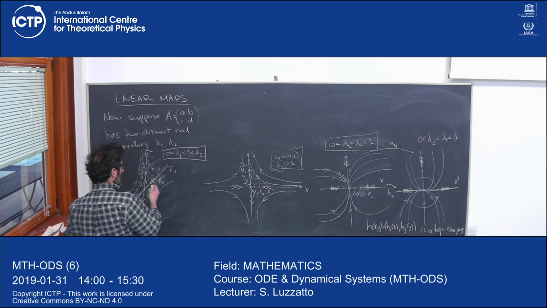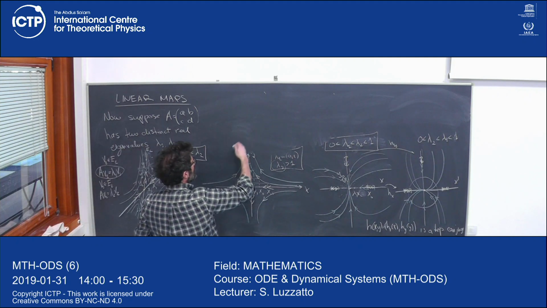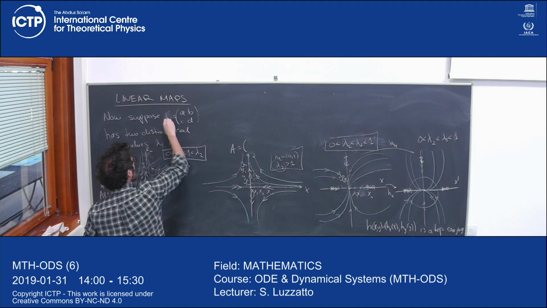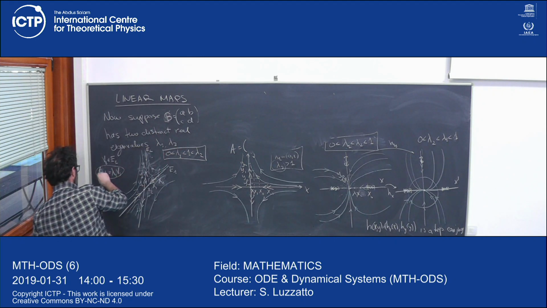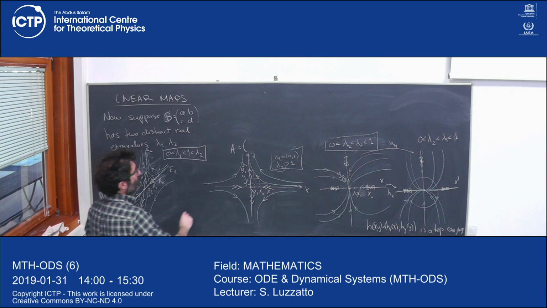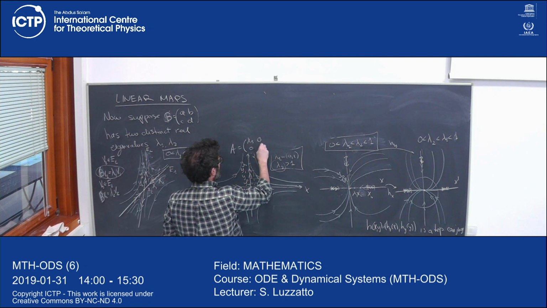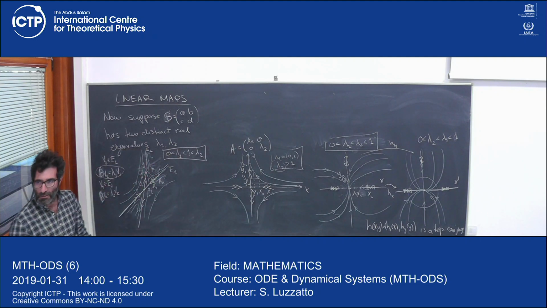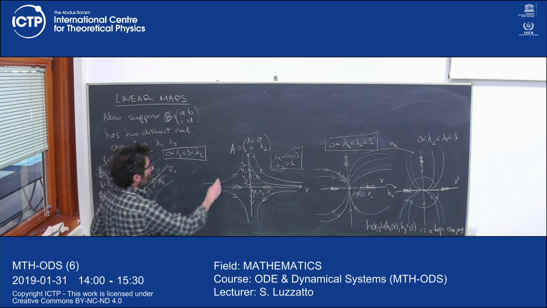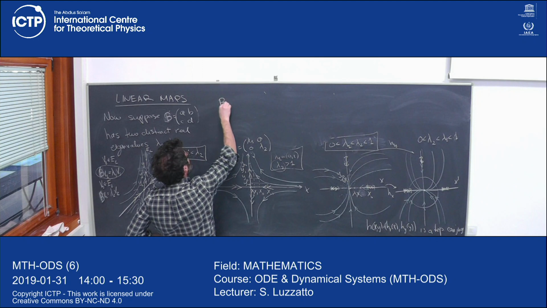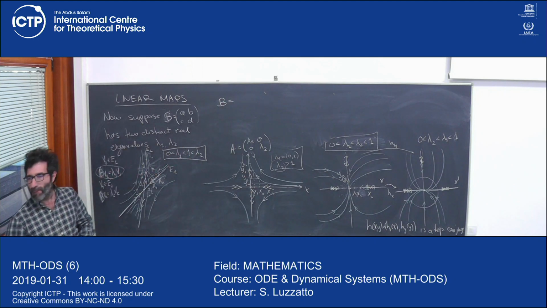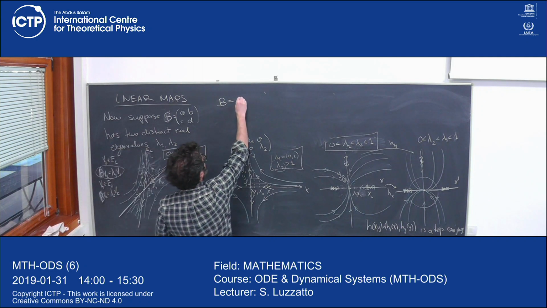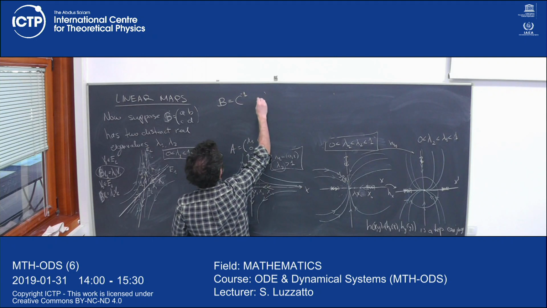So here we had our matrix A, and maybe I should have used B here to distinguish it. So our matrix is lambda 1, 0, 0, lambda 2. Let's suppose we have the same eigenvalues here. So what does it mean that this is conjugate? It means we can write B equals C inverse A C, for some matrix C.